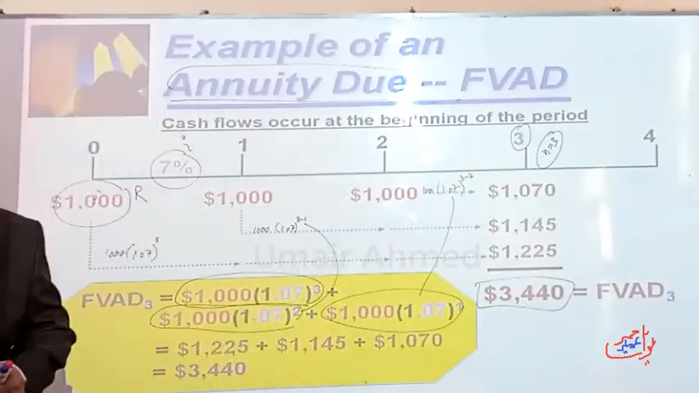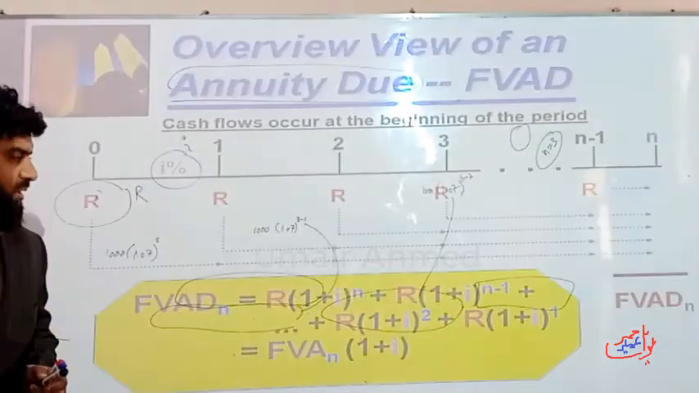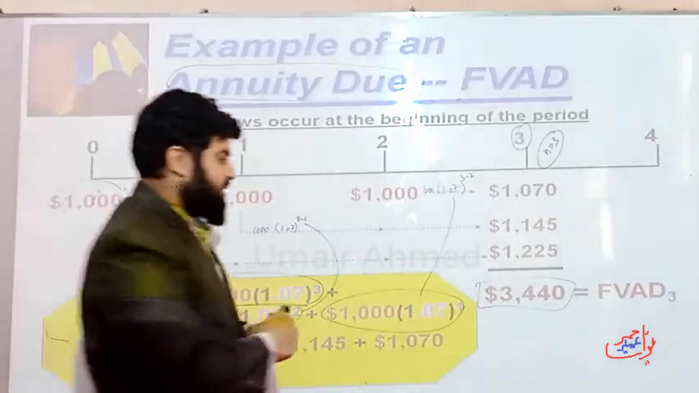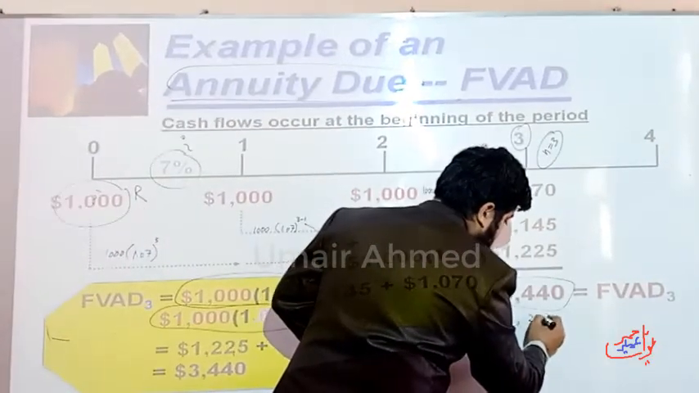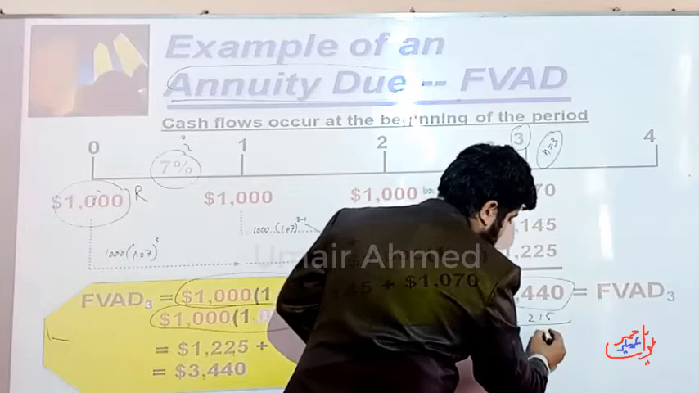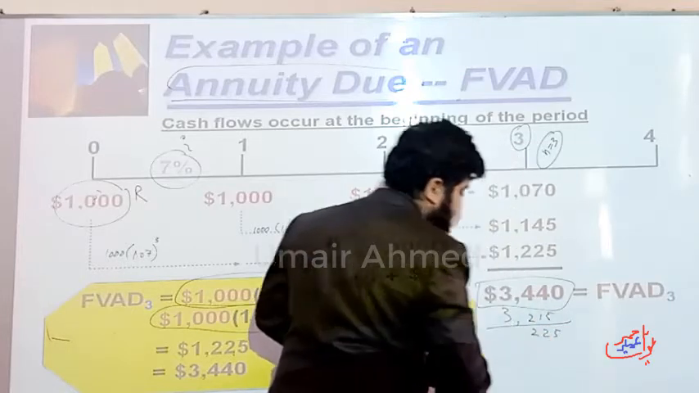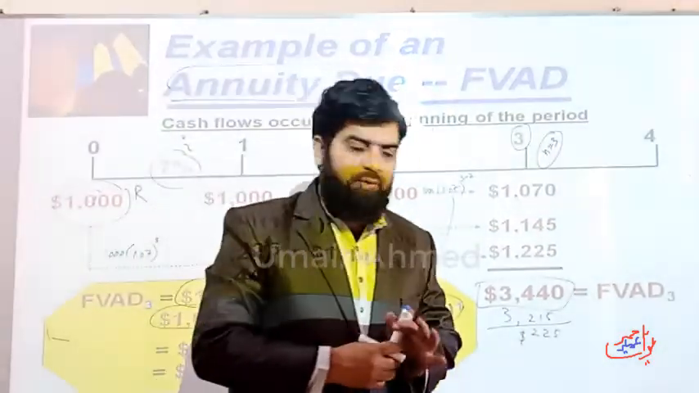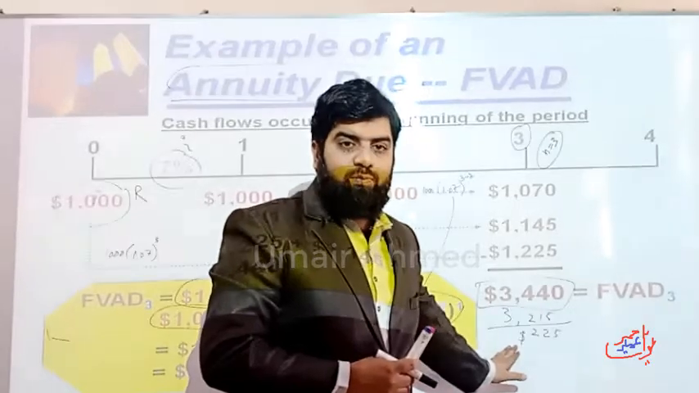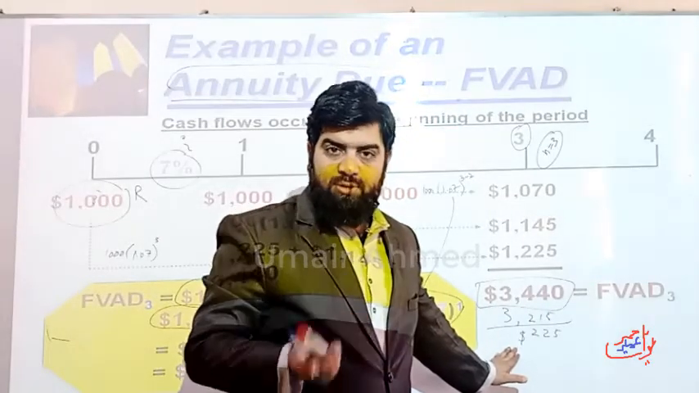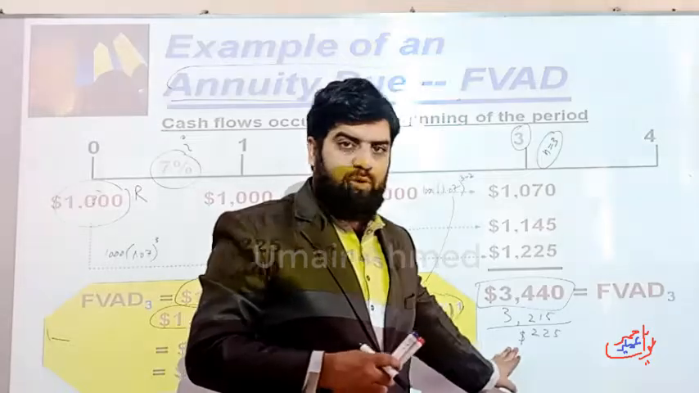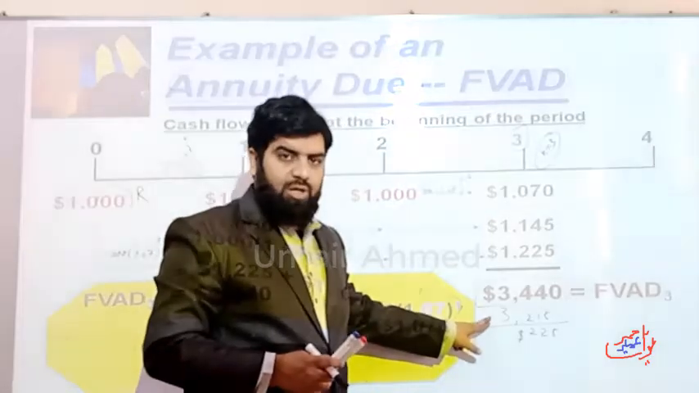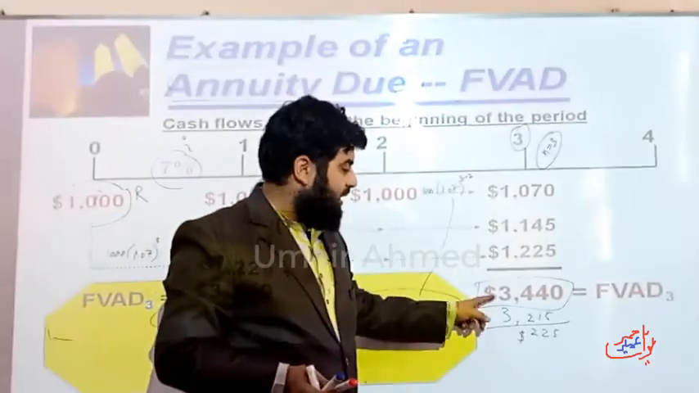Let's check the amount. It is 3440, and what was the amount in this one? 3215. Let's check the difference. So the difference between both is $225, which is a very big amount. $225 is the difference if you are using different annuity formulas. If you are following the ordinary annuity, you will get this result. If you are using annuity due, you will get this result.